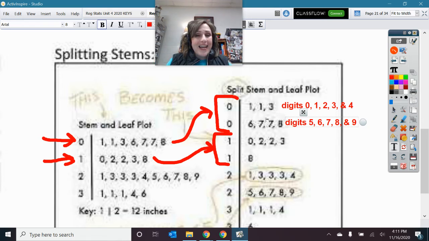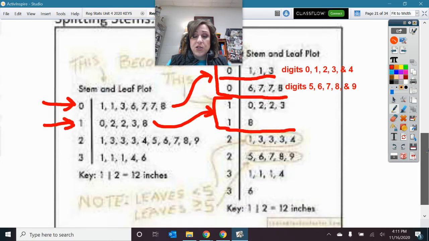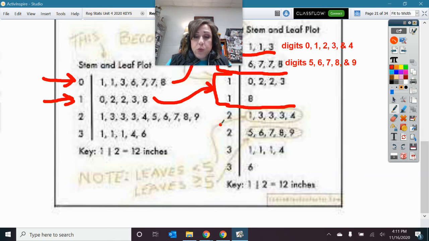All right, so that's standard. If you split the stem, it needs to be split that way. So 0 through 4 are in the top one, and 5 through 9 are in the next one. Okay, and that happens on every stem. So the 10s up to 14s, and then this one would be 15s up to 19s. The next one would be the 20s up to the 24s, and then the 25s up to the 29s, and so on. All right, so that's how you do that.